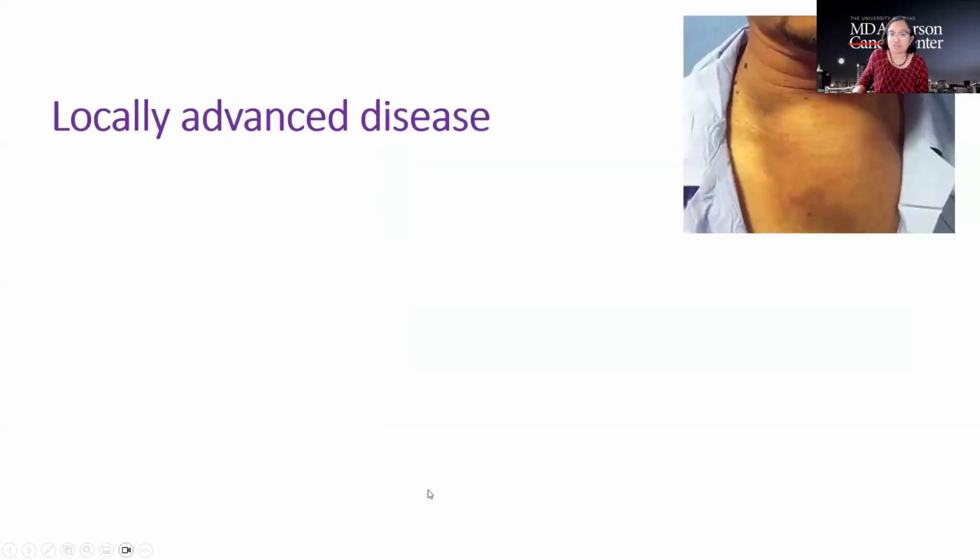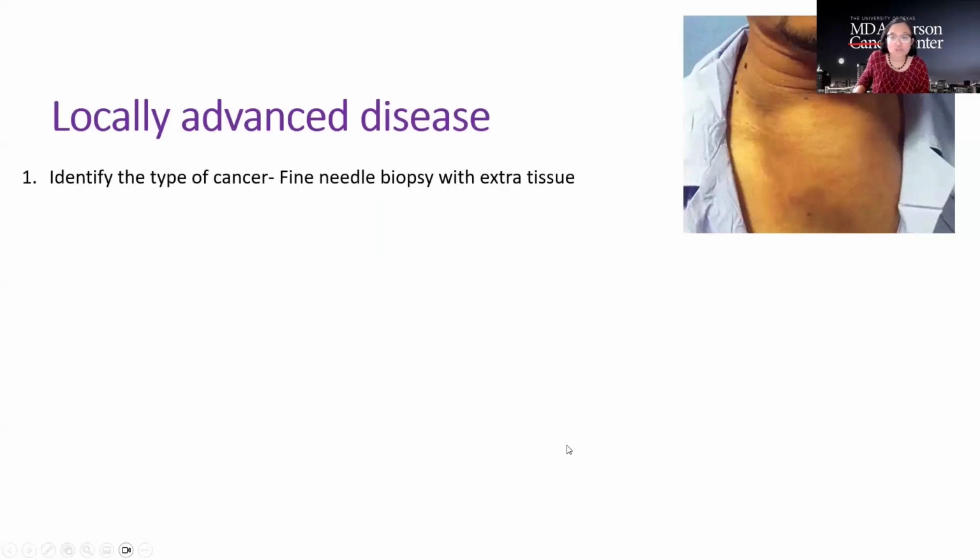So let's talk about the first problem, that is locally advanced disease. Like you can see here, this tumor is large, right? It's bulky, and his airway looks okay over here, but here when you look lower, you can't tell. Maybe it is invading into some vital structures. So first what we do is we identify the type of cancer. So we don't just do a fine needle biopsy. We also collect extra tissue mainly to identify what is causing it.